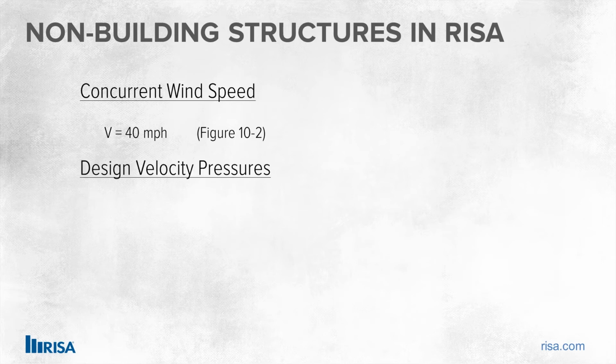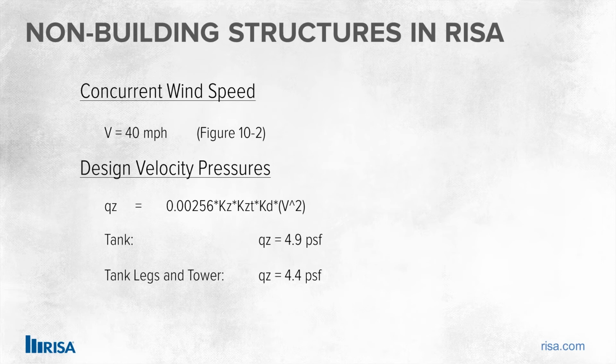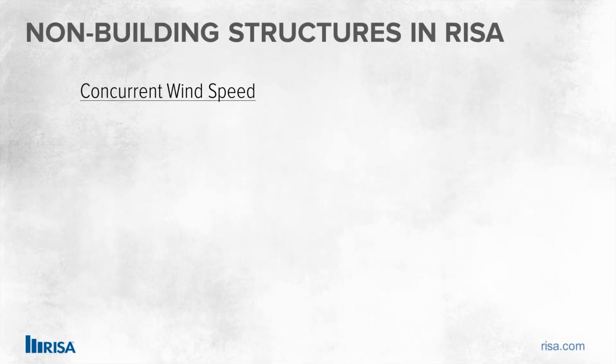And then we take a look at that to figure out our design velocity pressures. Well, we've already run these calculations earlier for the wind pressure, and so we can see for the tank that's 4.9 PSF, and for the tank legs and then the tower that's 4.4. So right away we see that our wind forces are much lower during an ice event than during a full wind event. And of course that's because these pressures are a function of velocity squared, and 40 miles per hour versus 120, when you square it, makes a big difference in the total magnitude.